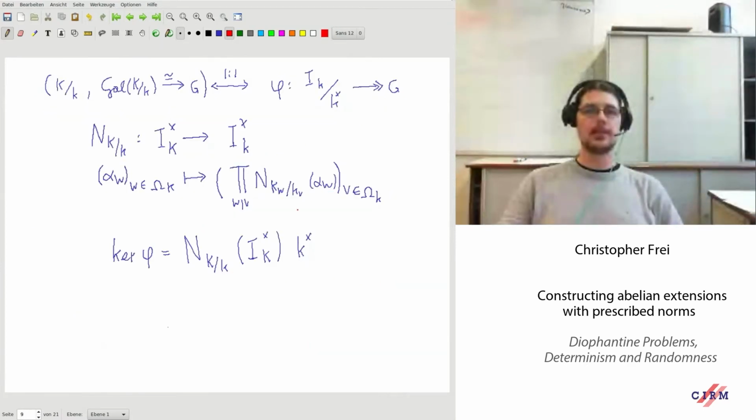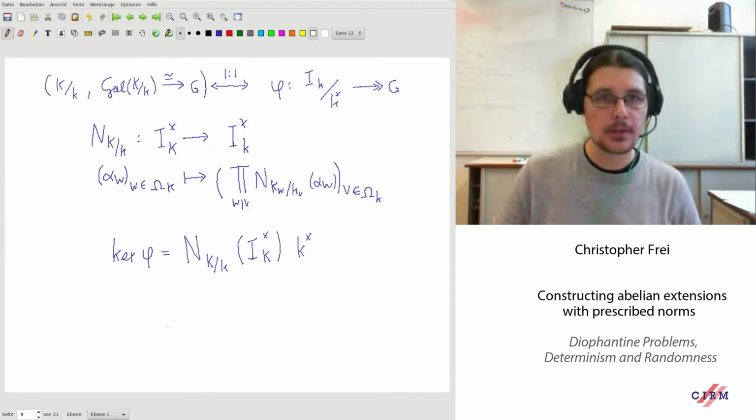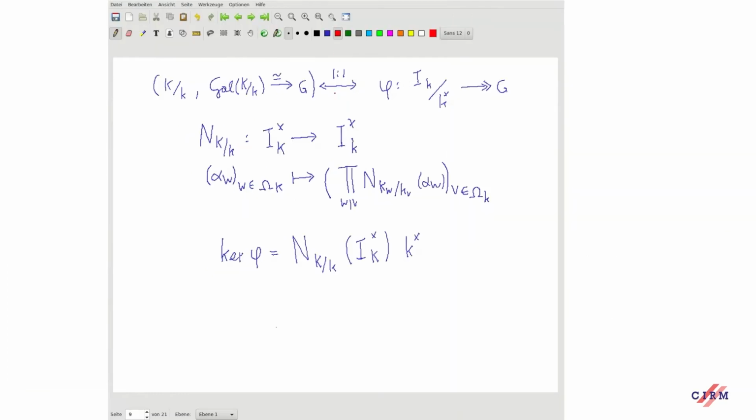So here I've written down this parameterization again. So pairs of extensions capital K of little k together with an isomorphism of the Galois group to G, parameterized by these surjective continuous homomorphisms phi. And then there is also a norm map from the ideles of capital K to the ideles of small k. I'm sorry, forget about this star here. So this shouldn't be there. This also. Okay. So how does this go?